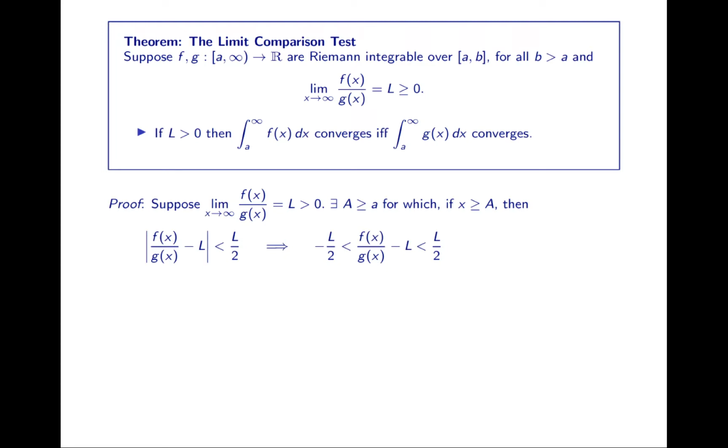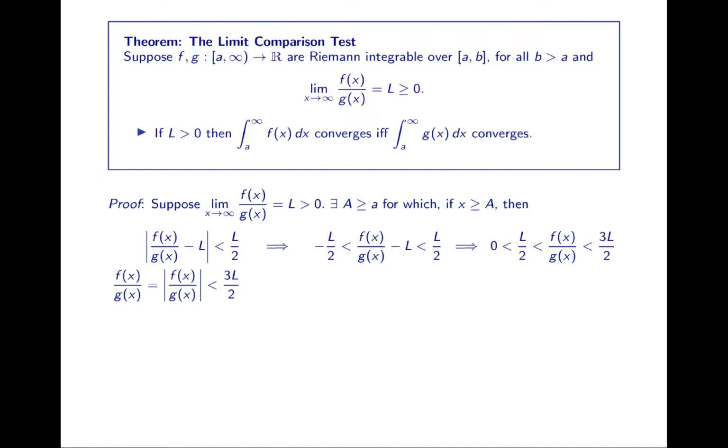Well, by the definition of the absolute value, that means that the difference between the quotient and L is between negative L over 2 and positive L over 2. And if I add L to both sides, it's between L over 2, which is positive, and less than 3L over 2. Notice this implies that if x is greater than or equal to big A, f divided by g is positive.